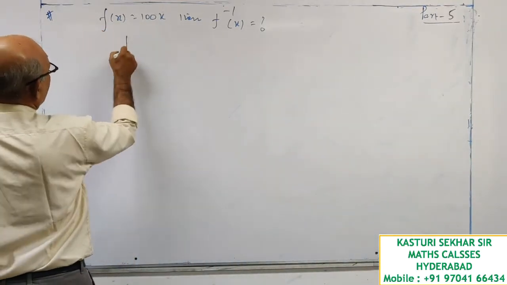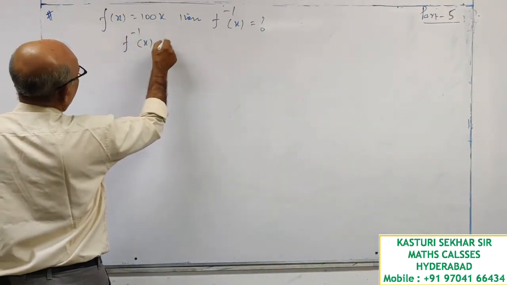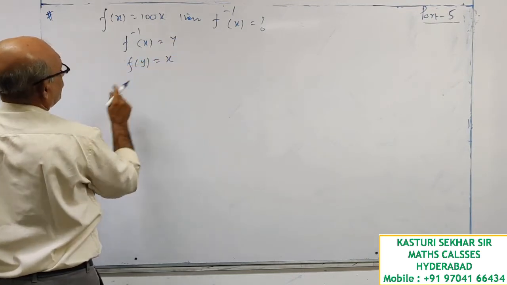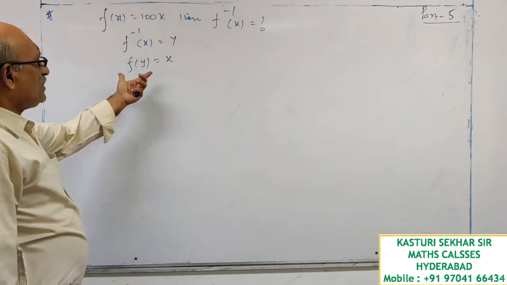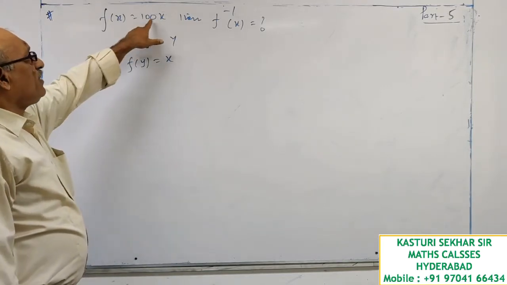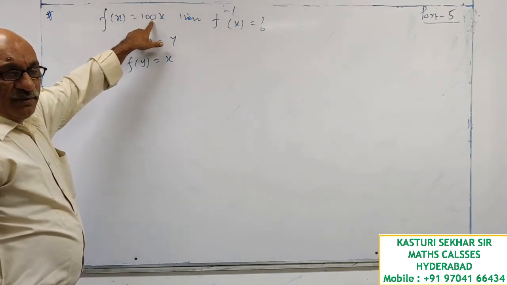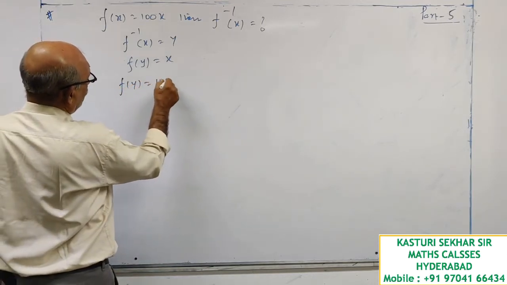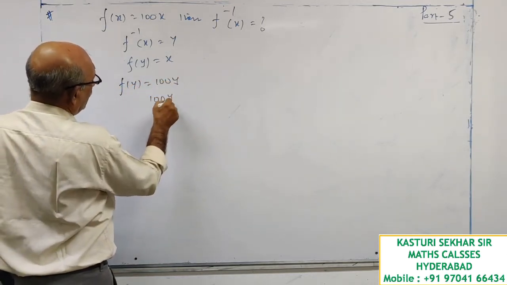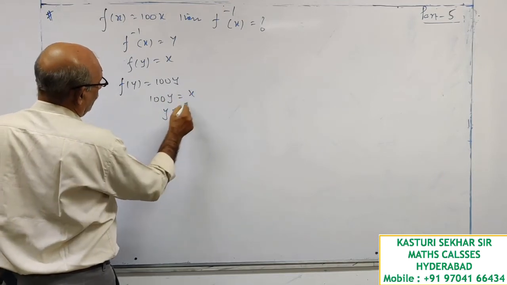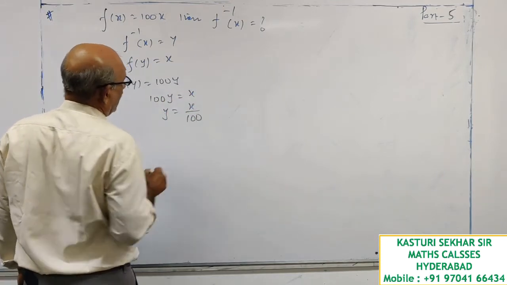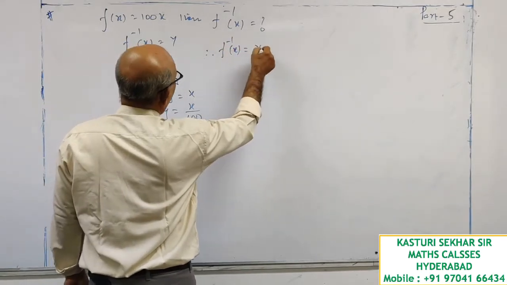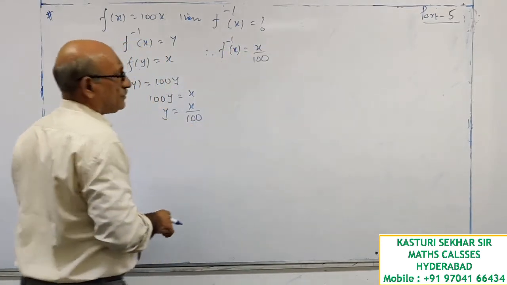Now look at this. F inverse x is y. F of y is equal to x. After writing this step, what is required? In the given function, x is replaced with y. So f of y is equal to 100y. 100y is equal to x. Y is equal to x divided by 100. Therefore, f inverse x is equal to x divided by 100.